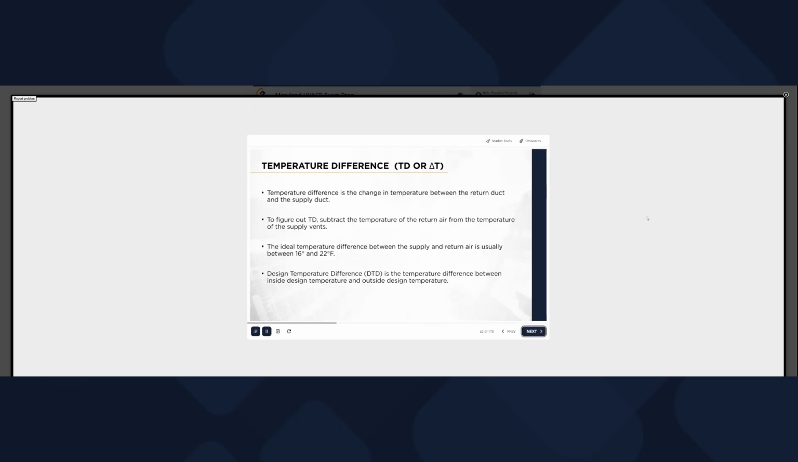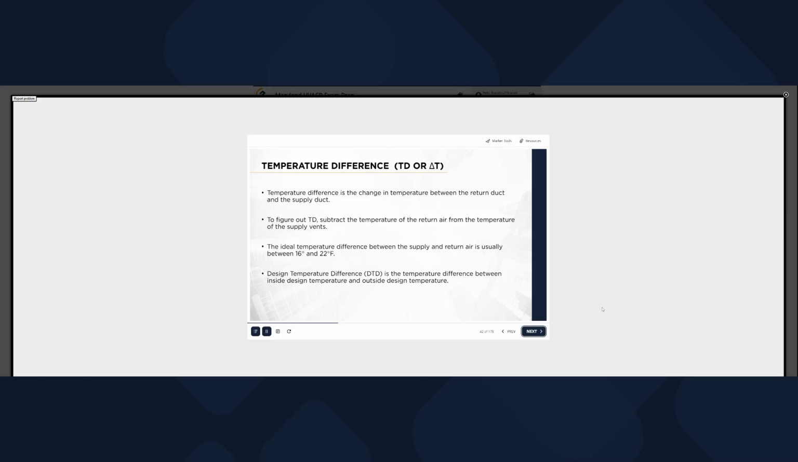Temperature difference is represented by TD or delta T. Temperature difference is the change in temperature between the return duct and the supply duct. To figure out temperature difference, subtract the temperature of the return air from the temperature of the supply vents. The ideal temperature difference between the supply and return air is usually between 16 degrees and 22 degrees Fahrenheit.